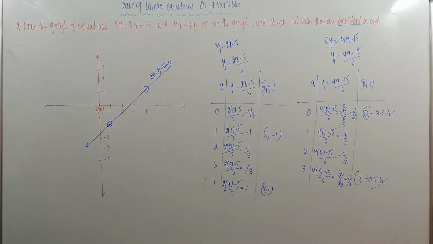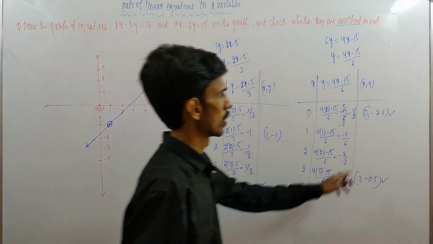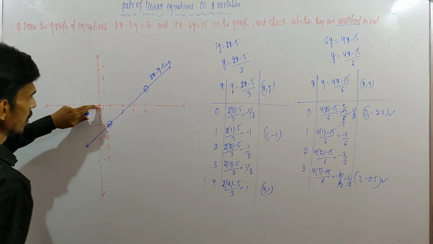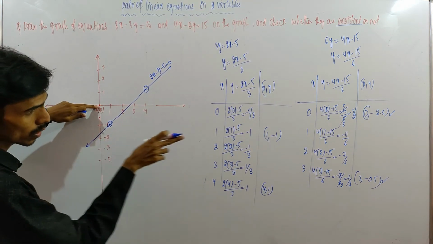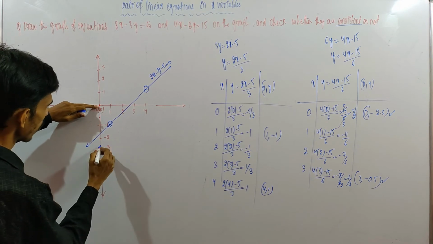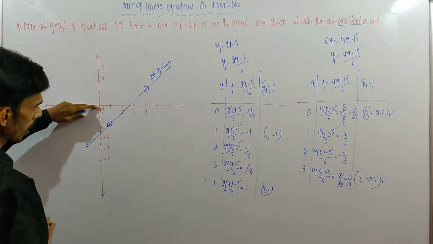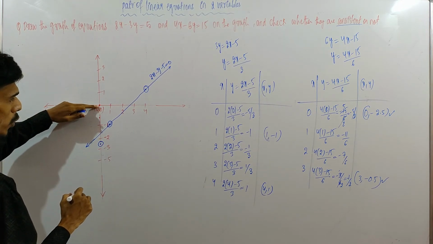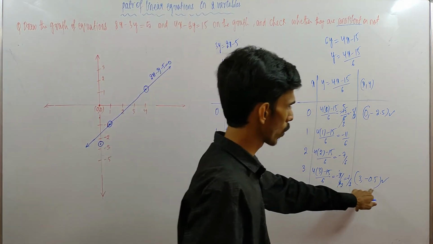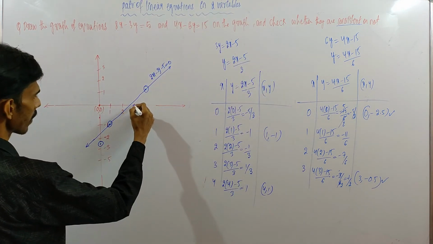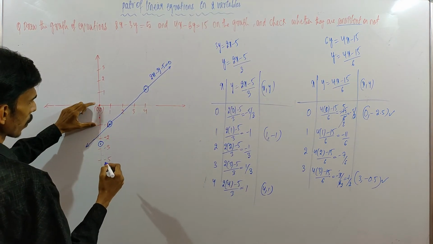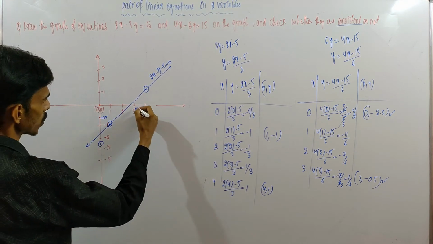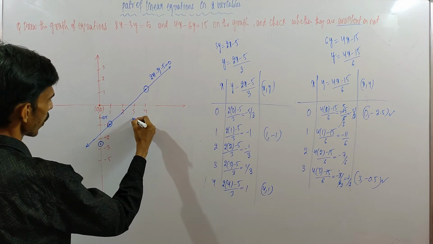That is the first equation. Now the second, 0 comma minus 2.5. Here we have 0, and here we have minus 2. This 2.5 is here in between minus 2 and minus 3. So this is the point 0 comma minus 2.5. The second point is 3 comma minus 0.5. Here we have 3 and this is minus 1. In between 0 and minus 1 we have minus 0.5. So the point is 3 comma minus 0.5.